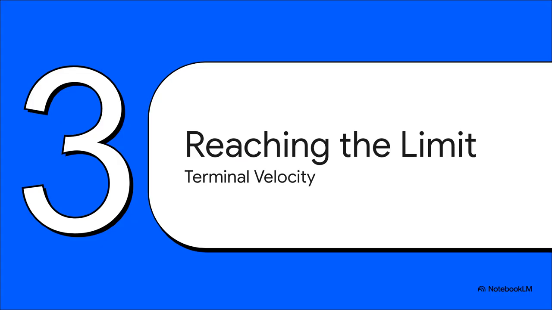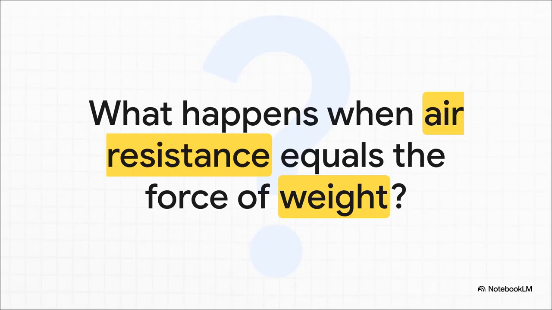So, let's put the pieces together. We've got gravity pulling down with a constant force, and we have air resistance pushing up with a force that gets stronger and stronger as the skydiver speeds up. You can probably see where this is headed. Just think about that for a second. We have one force that's constant, the downward pull of weight, and we have another force that starts at zero and just keeps growing, the upward push of drag. So what happens at that one perfect moment when they become equal?